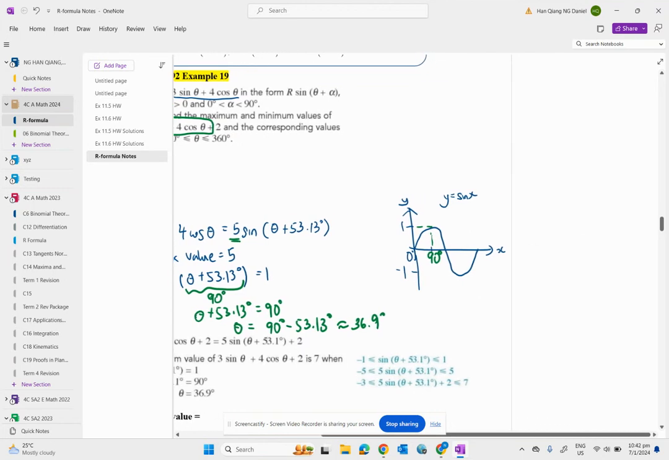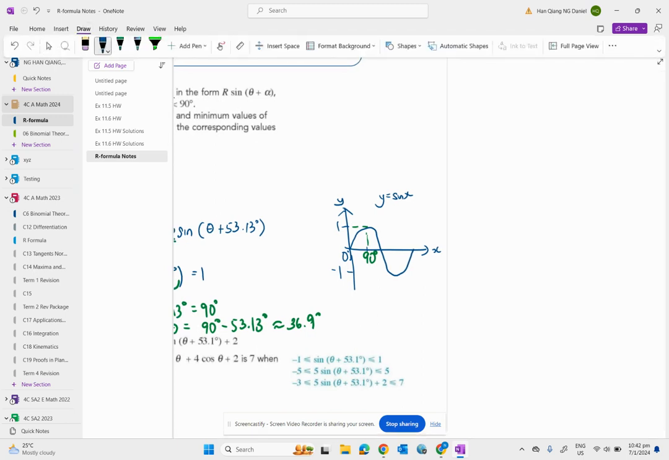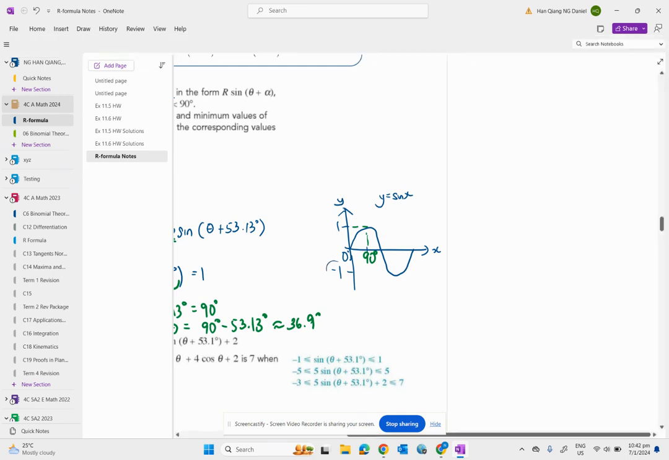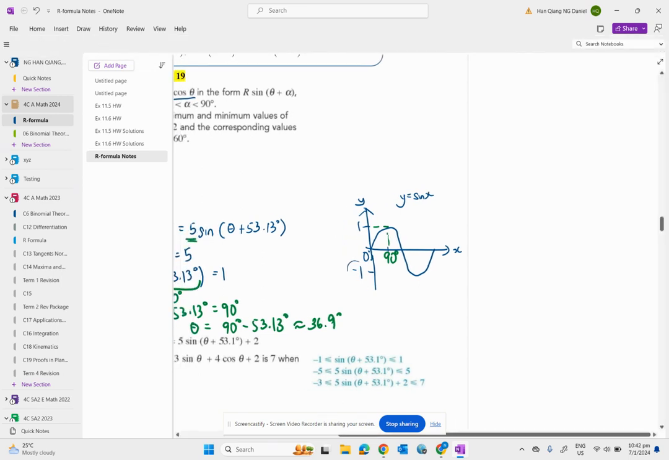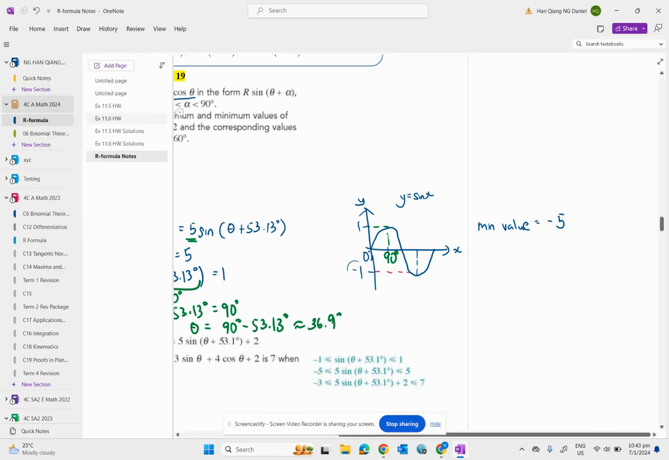So what about the minimum value? The minimum value of sine x is negative 1. With the 5 over here, my minimum value will be equal to negative 5. So what is the angle at which the sine graph is negative 1? The angle here, at the minimum value negative 1, is 270 degrees.